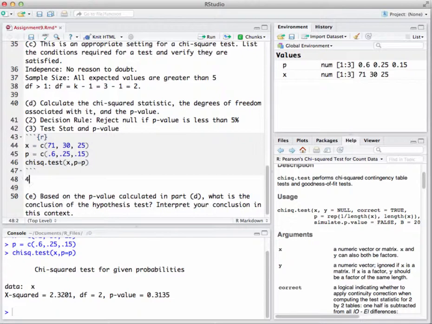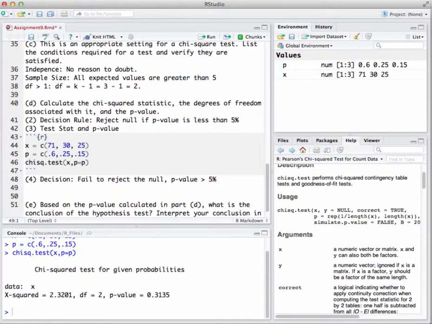Okay, so what is the fourth step in a hypothesis test? And that is, based upon the p-value and the test statistic, to make a decision. So what is our decision? Our decision here is to fail to reject the null. Why are we failing to reject the null? Well, take a look at your p-value. It's bigger than 5%, isn't it? So the p-value is greater than 5%, okay?